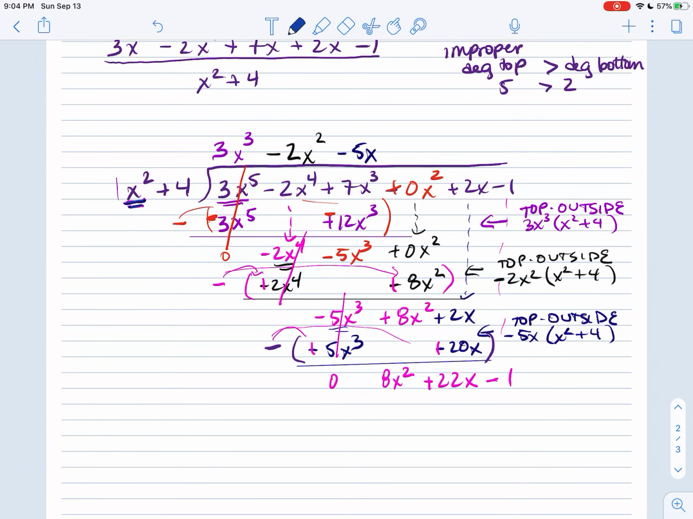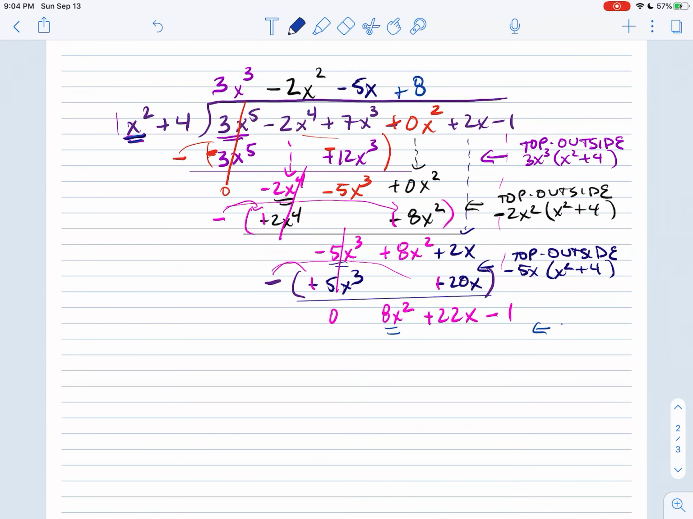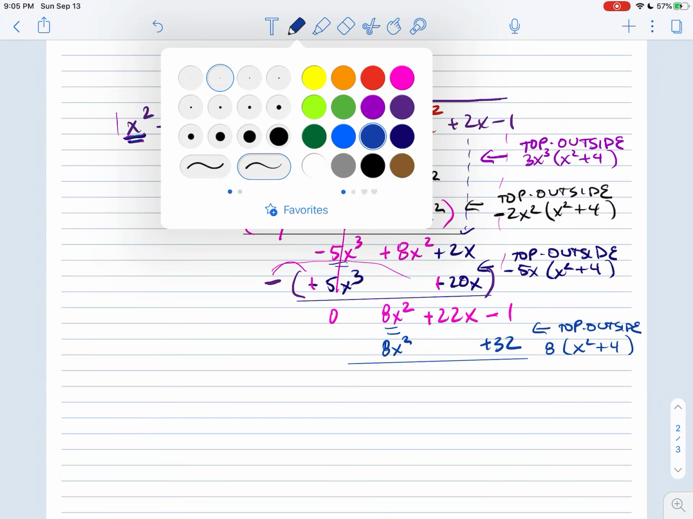X squared times what gives me 8x squared? I get plus 8. And I'm going to put top times the outside. And what did I put on top? 8. What's on the outside? X squared plus 4. So I distribute my 8 and I end up with 8x squared plus 32. And what do I do? I subtract.